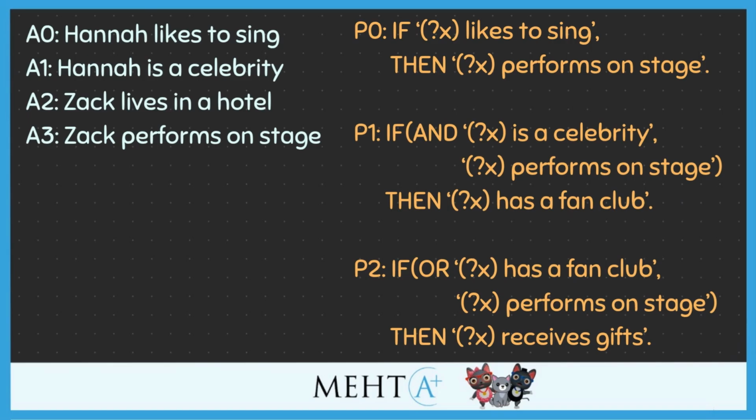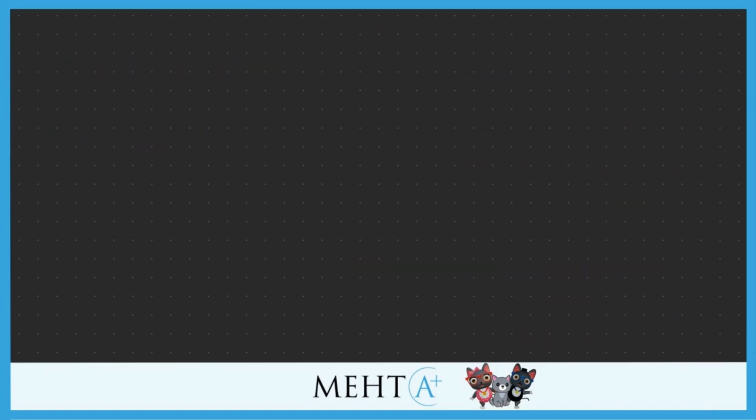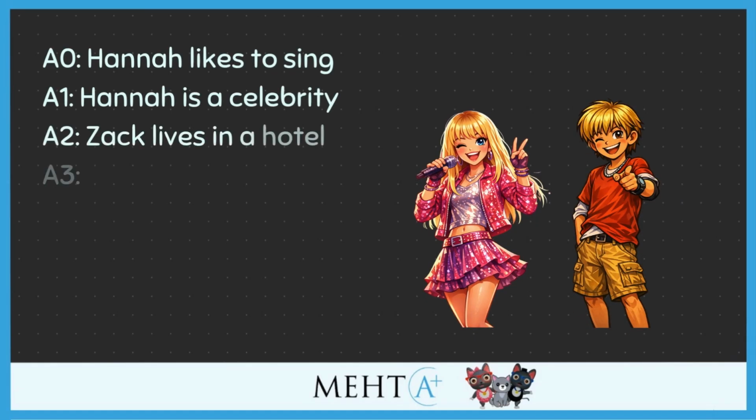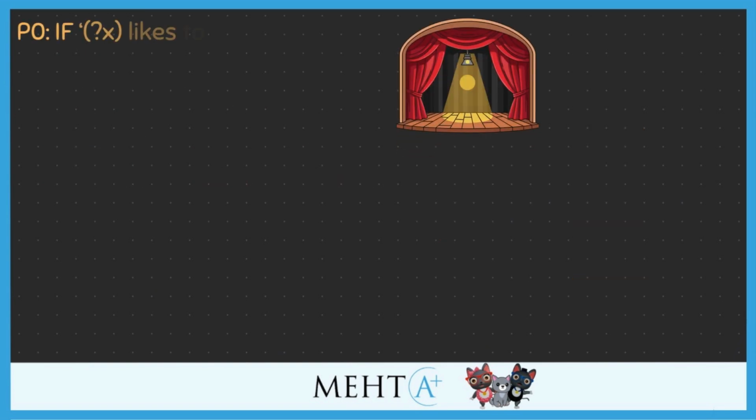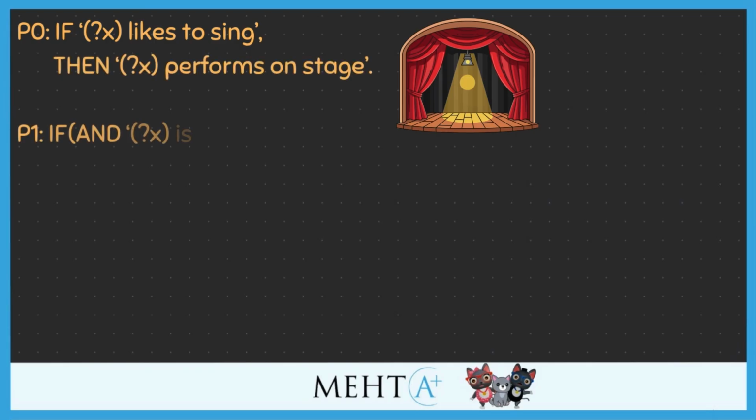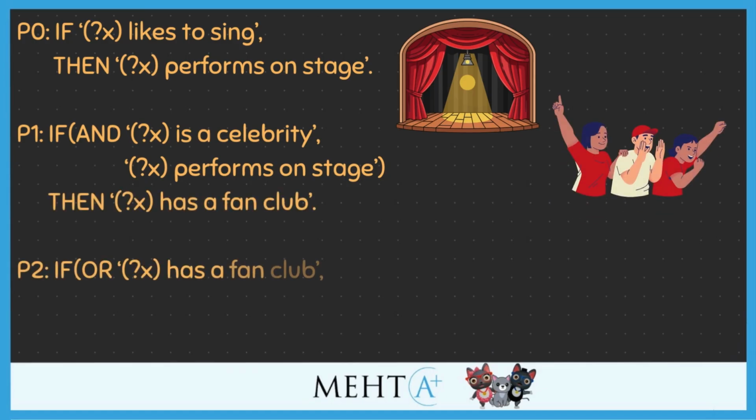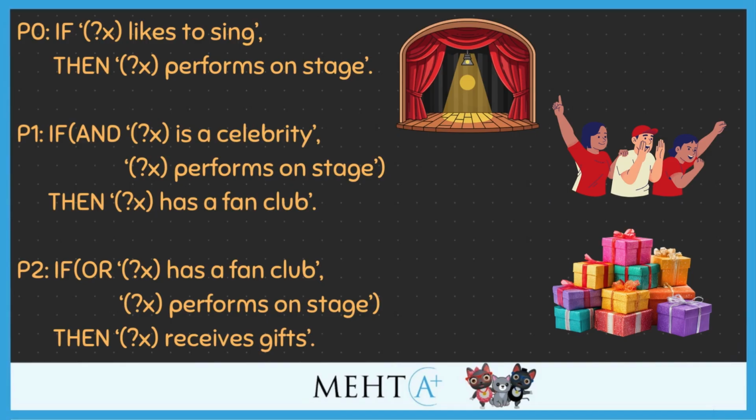Okay, so once again our assertions and rules are the same as our forward chaining video. A0, Hannah likes to sing. A1, Hannah is a celebrity. A2, Zack lives in a hotel. A3, Zack performs on stage. And our rules are P0, if X likes to sing, then X performs on stage. P1, if X is a celebrity and X performs on stage, then X has a fan club. P2, if X has a fan club or X performs on stage, X receives gifts.